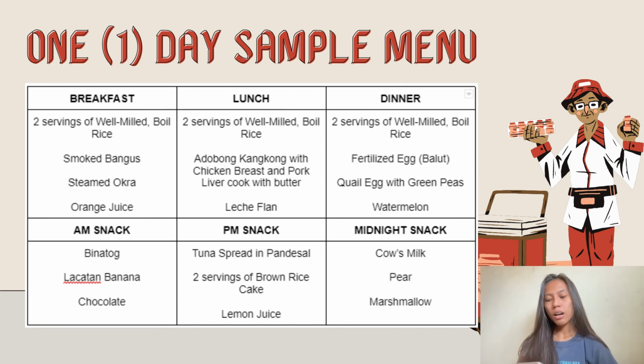For the PM snack, we have a tuna spread in pandesal, 2 servings of a brown rice cake, and a lemon juice. For our dinner, we have 2 servings of well-milled boiled rice, quail egg with green peas, so the quail egg has a medium fat, and the green peas will serve as our vegetable. We also have a fertilized egg that is high in fat and a watermelon.